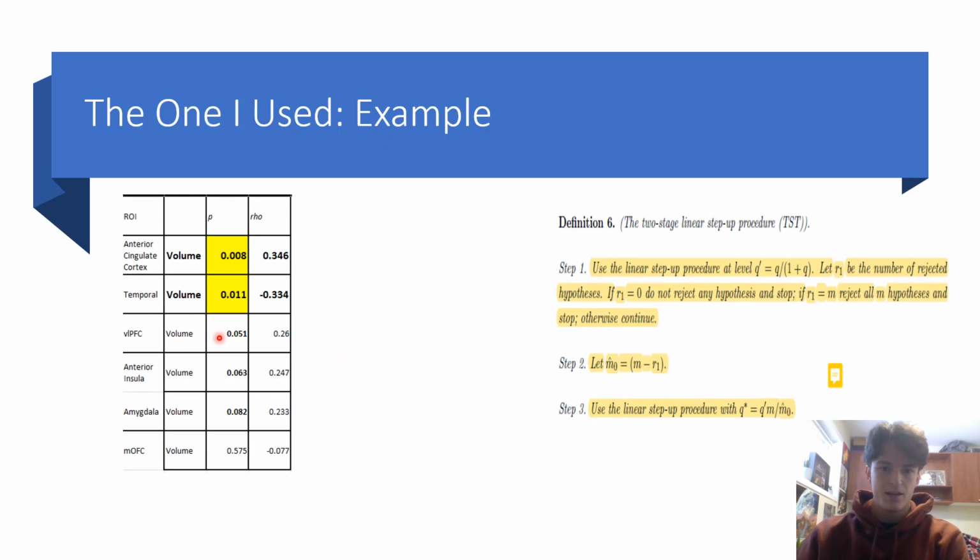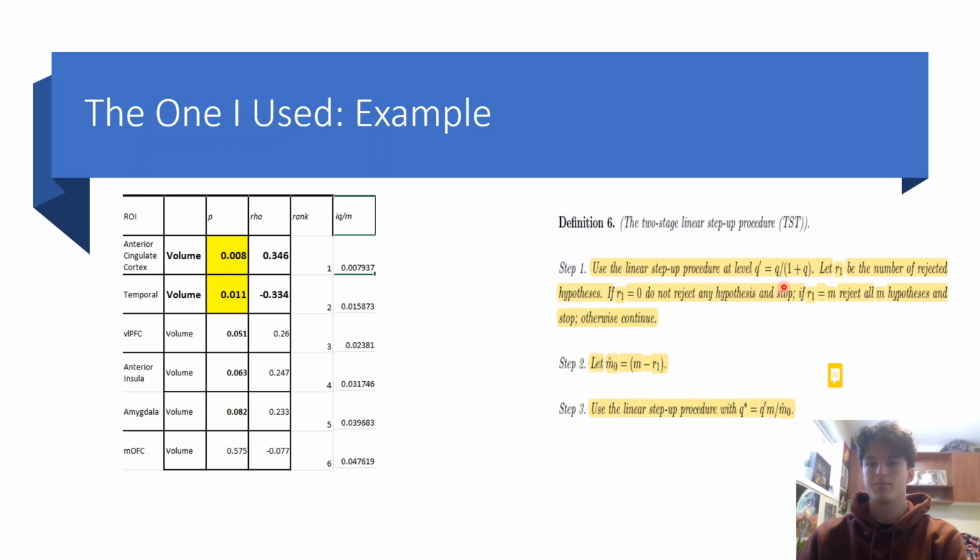I'll move on now. So this is our raw data. Again, we're going to rank them. Next, we're going to calculate iq divided by m. So rank times q divided by m. But remember in this instance that our q is going to be q prime. So it's going to be our actual q, 0.05 divided by 1 plus q. So that's why in this column, I'm using q equals the q that I actually desire, so 0.05, divided by 1 plus 0.05.